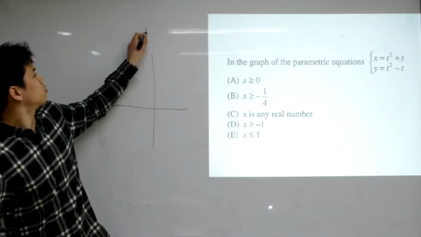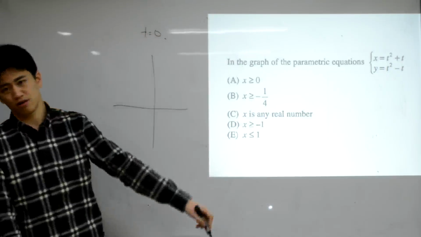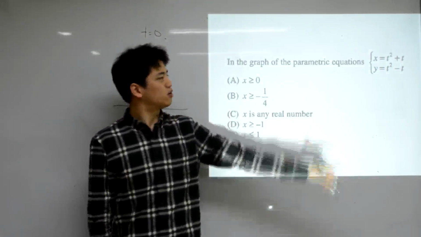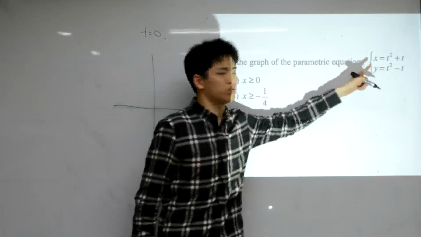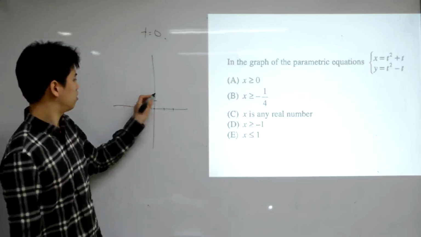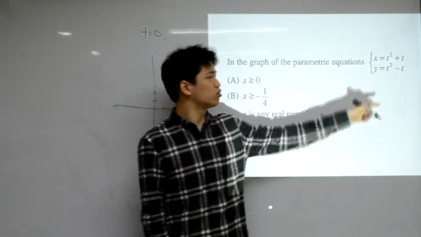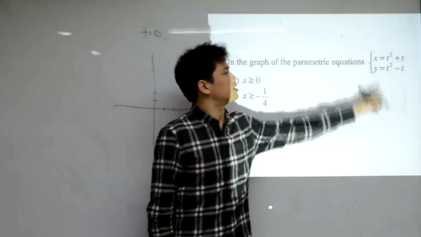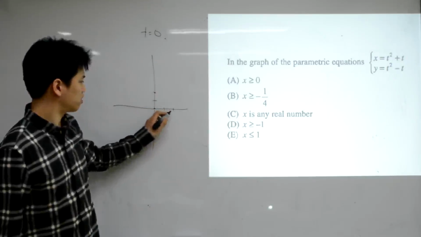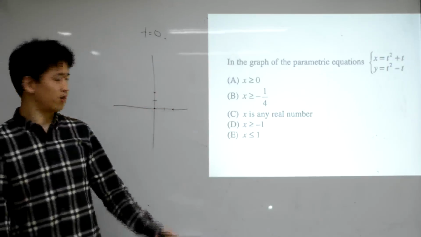If you did t equals 0, you get 0, 0, right? So that means this point is on the graph. If you put in t equals 1, you get 2, 0. So that's this point. If that's 1, then this is 2. And then if you put in t equals negative 1, you'll get 0, 2, right? So this point is on the graph, this point is on the graph, this point is also on the graph.